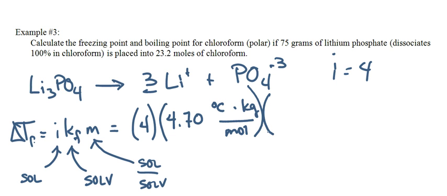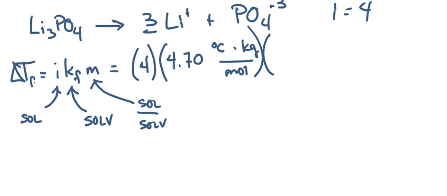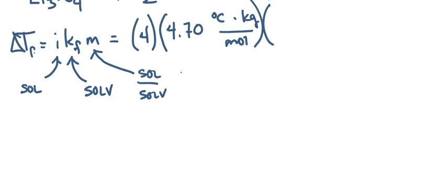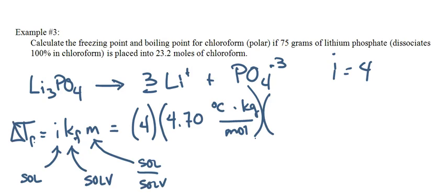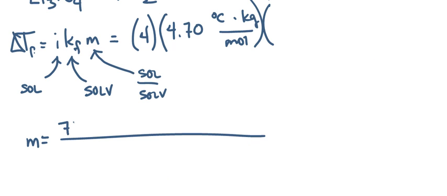And we still have to do the molality the same way, so there's nothing wrong with that. Actually, let's be smart about this. Let's calculate the molality one time, and then we can use it for both. So the molality here is, we have 75 grams of lithium phosphate.